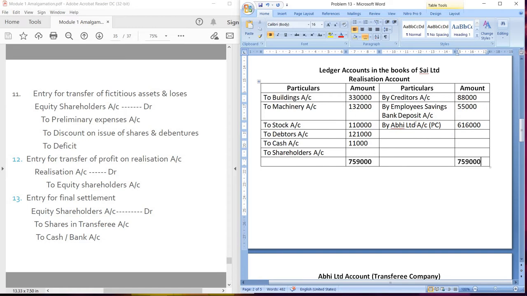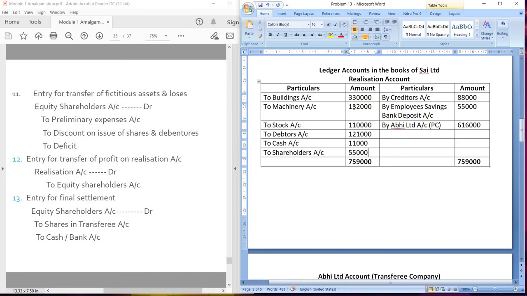Now as you can see, the difference is on the debit side. That means it is profit on realization. You can look at the entry, realization account debit to equity shareholders account. Because the difference comes on the debit side, it is profit from realization. So what is the profit? Profit is 55,000.